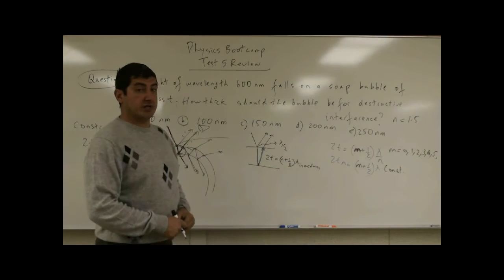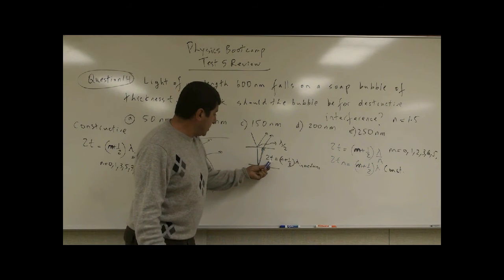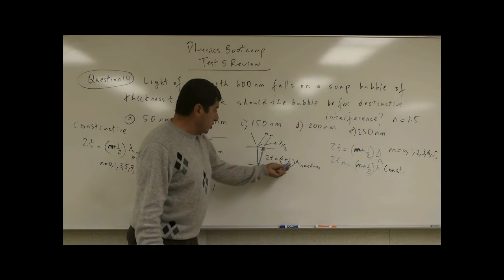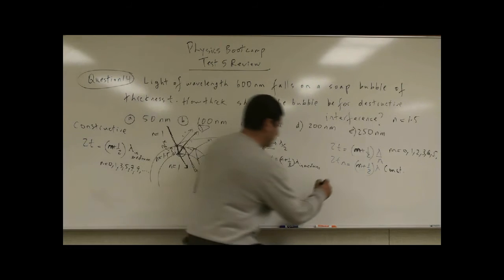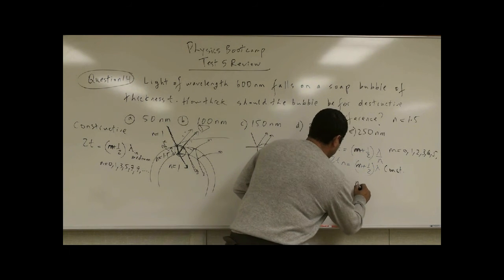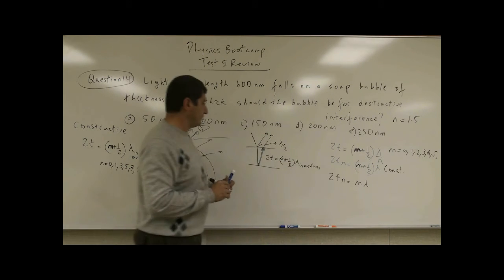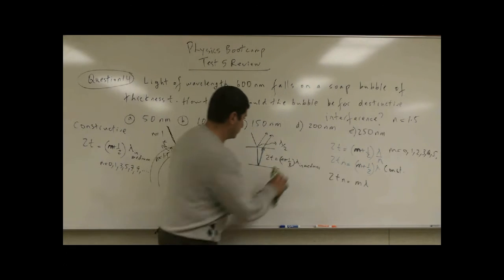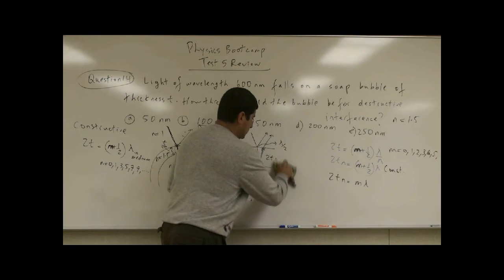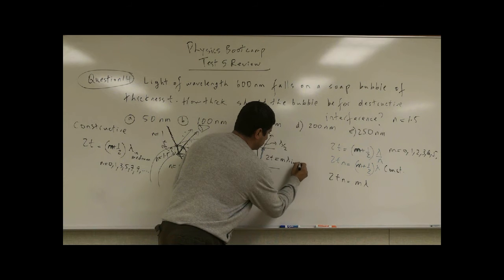Okay? How about destructive? Well, our argument is going to be if 2t is equal to an integer multiple of the wavelength, 2tn is equal to an integer multiple of the wavelength. So let's make this also m. Then what's going to happen? Okay, so let's make 2t equal to m lambda in medium.